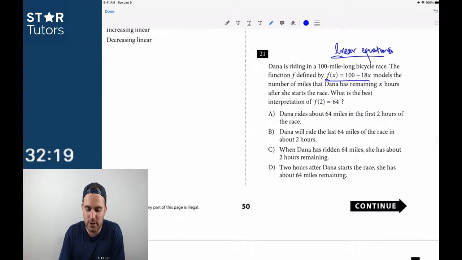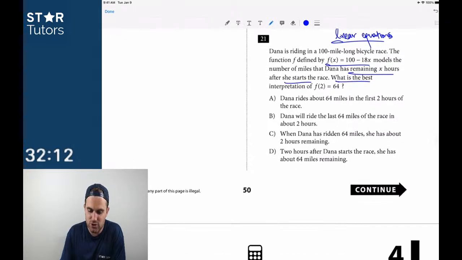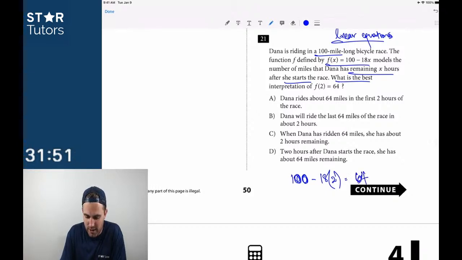It appears so frequently. Okay, Dana has X hours remaining after she starts the race. What is the best interpretation of f of 2? Well, the race is 100 miles long, and as time passes, she's losing distance. So 100 minus 18 times 2 hours is equal to 100 minus 36, which is 64, so that's our y value. It means after 2 hours of riding, there are still 64 miles left to go in the race.